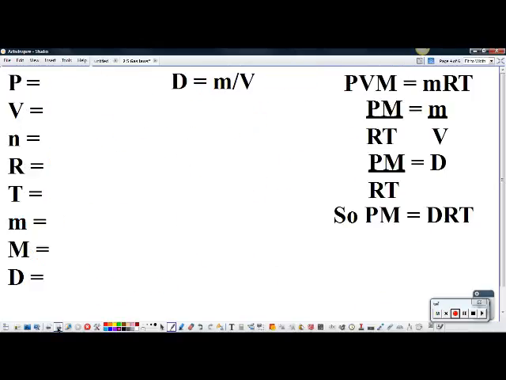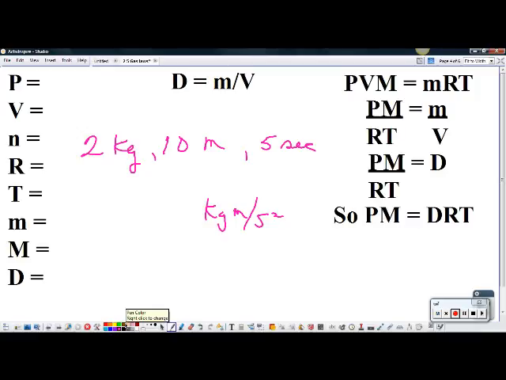All right, for just a second. If I am told that I have 2 kilograms, and in the problem it says that I've done 10 meters and 5 seconds. And the answer says, I want to know this answer in kilograms, meters per second squared. Do you know anything about how to work that problem? No, you really don't. But look at the units.